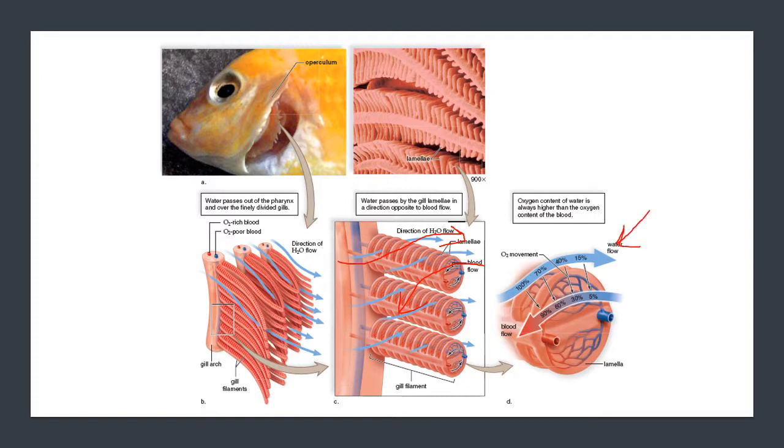So as the water comes across, it has a lot of oxygen, and then as it flows across the lamella, it releases oxygen, and so the blood flowing across these lamella starts out really low but increases in oxygen concentration. So they flow in the opposite direction. That's how those gills work.